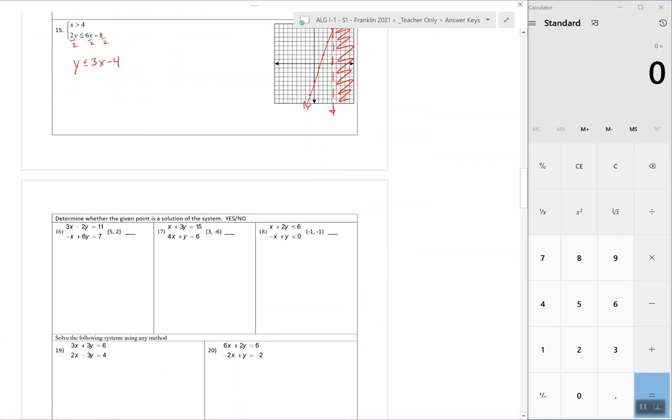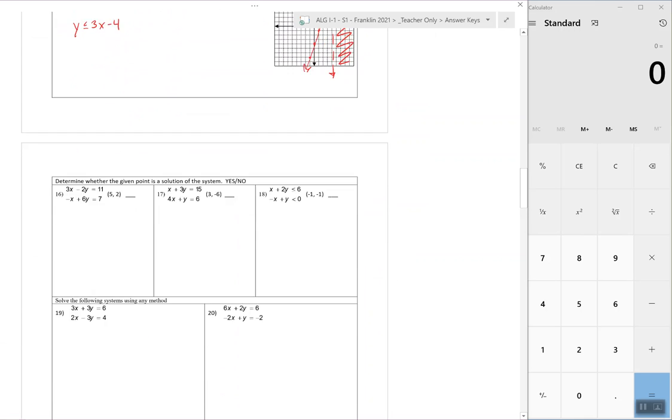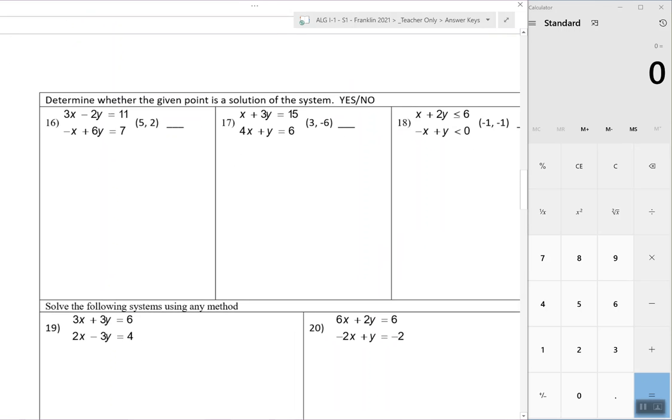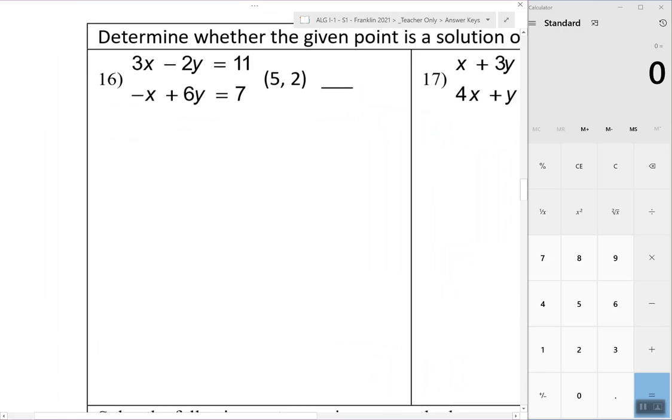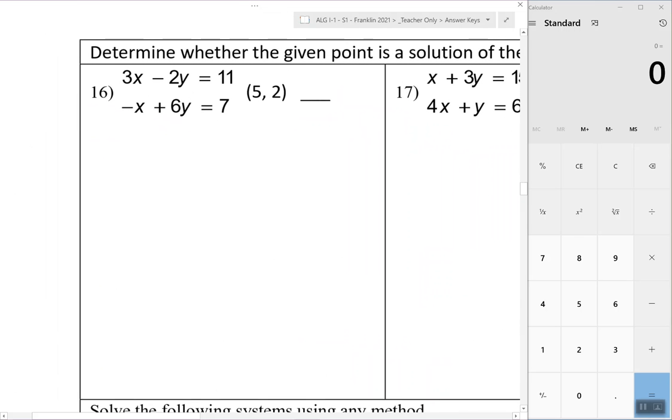Okay, now we're getting to solving systems with elimination and substitution, but first we'll determine whether the given point is a solution of the given system. So what I would do here is just plug in 5 and 2 for x and y and see if it makes it work. You could solve the system too, but this is a little faster.